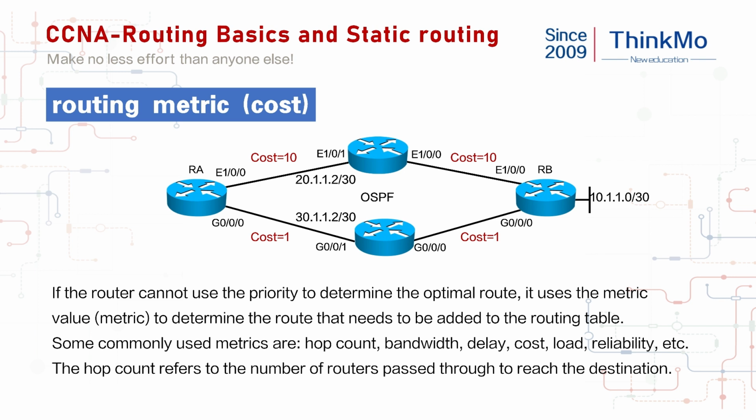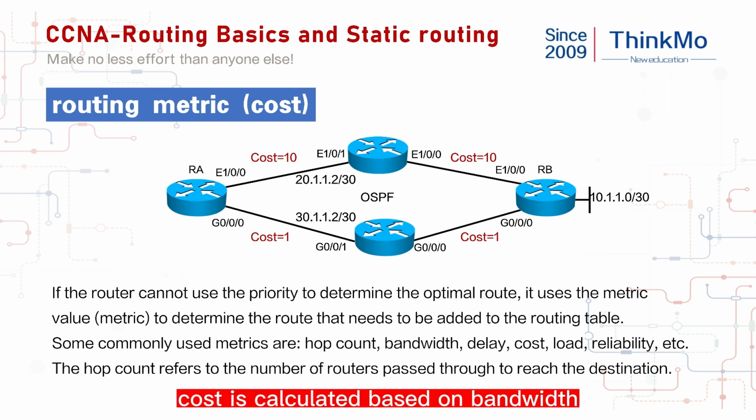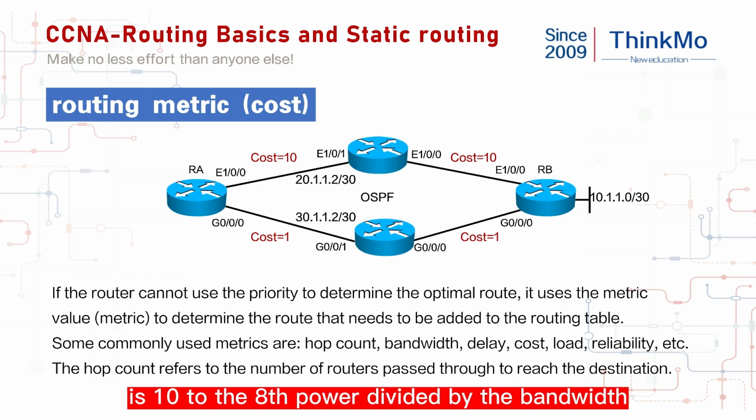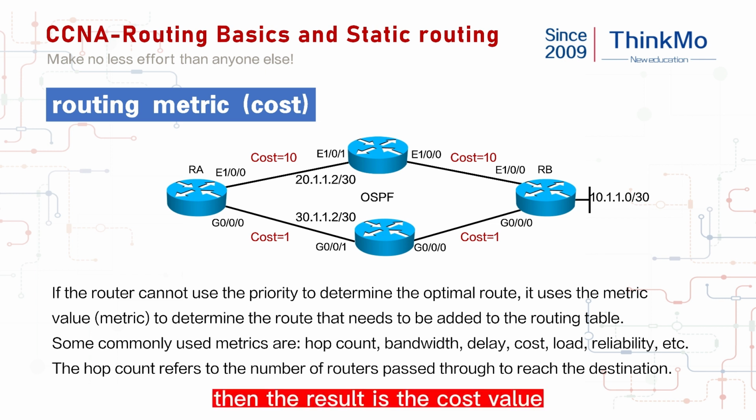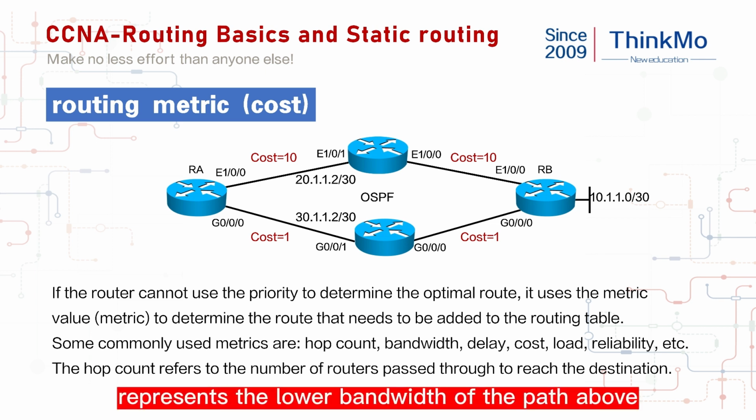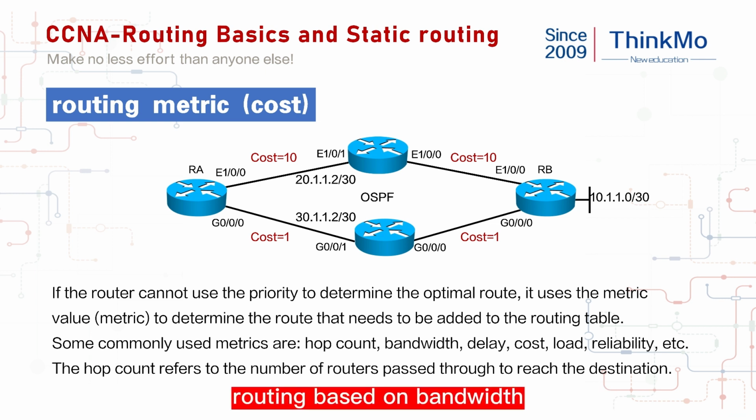Inside OSPF, cost is calculated based on bandwidth. In Cisco, it is 10 to the 8th power divided by the bandwidth, and the result is the cost value. Theoretically, the larger the bandwidth, the smaller the cost value. This is a very good path. Now cost is equal to 10, it means that the cost is greater, which represents the lower bandwidth of the path above. We want to choose the path with large bandwidth. So OSPF route selection is completely based on bandwidth.